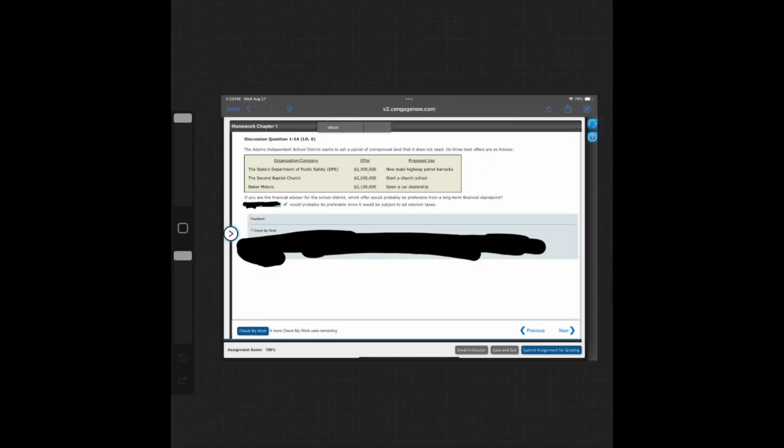Okay, here's 6, and it says, the Adams Independent School District wants to sell a parcel of unimproved land that it does not need. Its 3 best offers are as follows, and it gives us these 3 options. If you are the financial advisor for the school district, which offer would probably be preferable from a long-term financial standpoint?